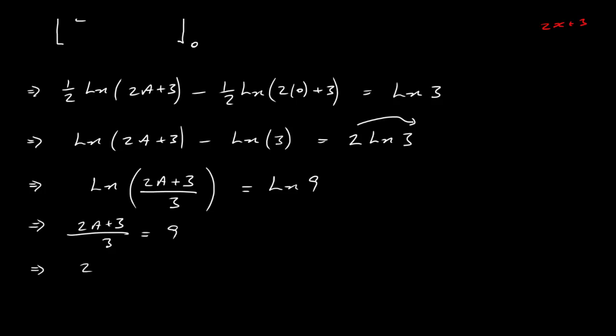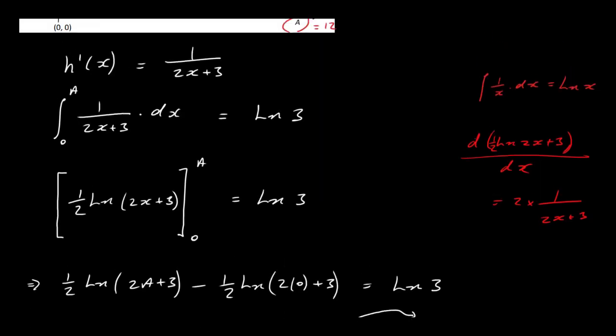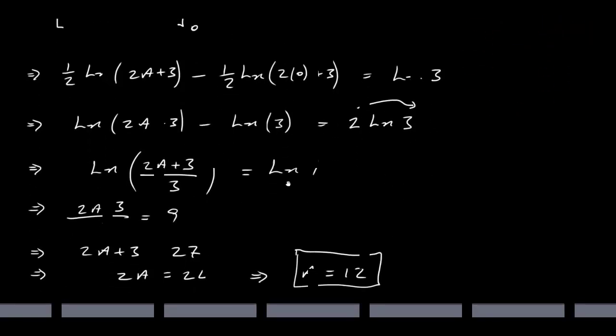Multiply by 3, so I get 2a plus 3 is equal to 27. And that gives me 2a is equal to 24. That finally gives me a is equal to 12. So that's my final answer here, and that's what I had originally worked out. A here is equal to 12. So we integrated from 0 to 12. And that's it for this particular video.